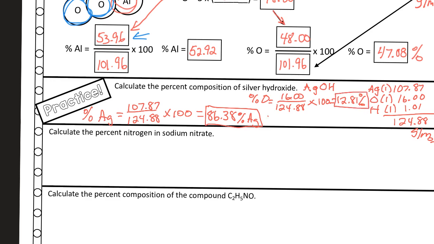Last one is hydrogen. So percent of hydrogen is equal to, I only had one of them, so the part was 1.01 divided by my total, 124.88 times 100, and that's going to give you a percent for hydrogen of 0.8. Let's make that an 8. Sometimes I just can't write.